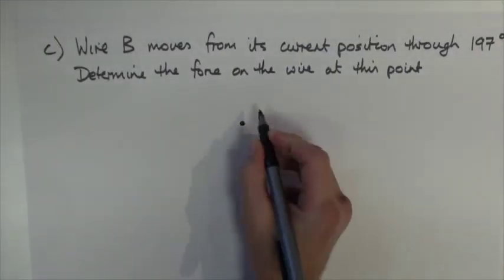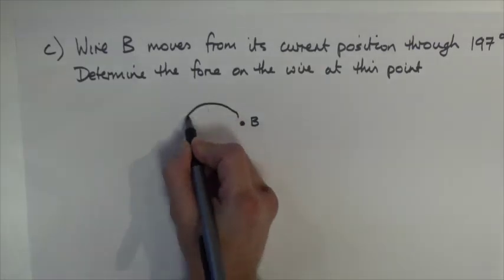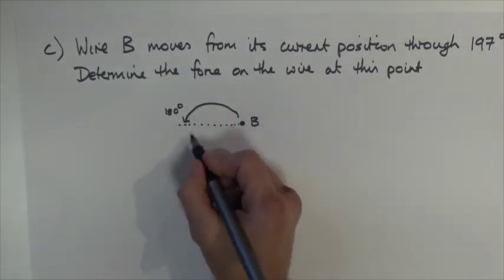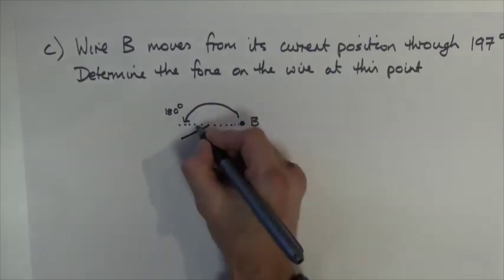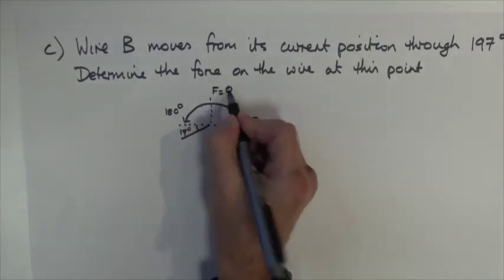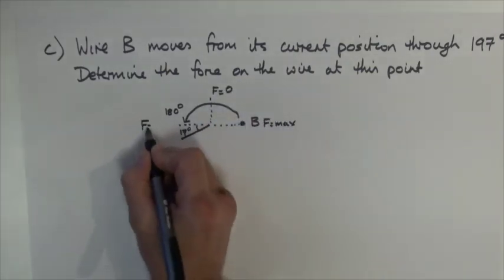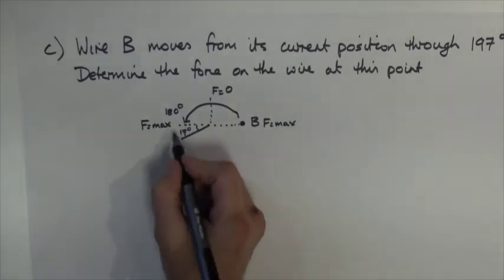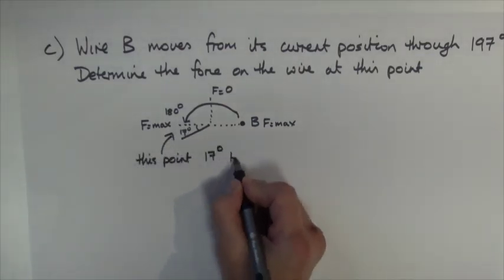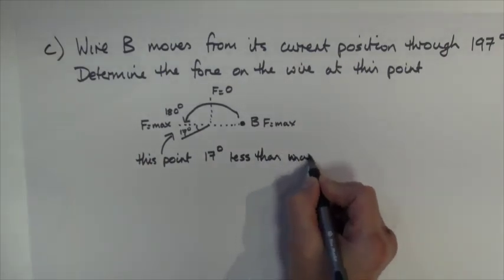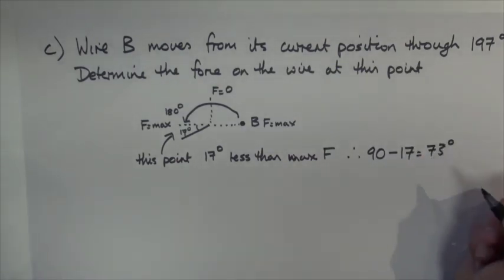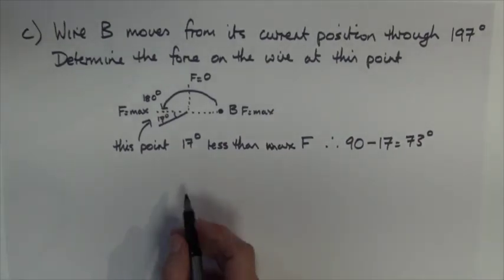The first thing to understand is this is the position that B's at. It's going to move through 180 degrees, which is going to take it to the other side. But we're not asked for 180 degrees, we're asked for 197. That means it moves to this dark position here, this line here, which is 17 degrees below that horizontal point. Now at vertical, we know that F equals 0, and at horizontal, F is maximum. So at the point that line is, it's going to be 17 degrees less than maximum force acting on the wire. So 90 minus 17 gives me 73 degrees. If I substitute that in for theta, that will allow me to calculate the force.